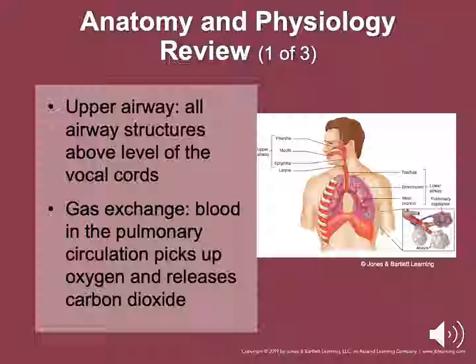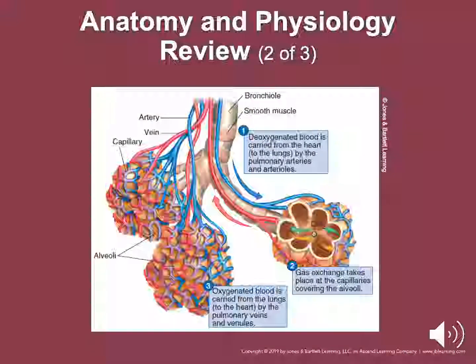Upper airway, all the airway structures above the level of the vocal cord. As you can see there, you got your pharynx, your mouth, the epiglottis, and the larynx. The gas exchange happens within the blood and the pulmonary circulation as it picks up the oxygen and releases the carbon dioxide. Here's a review of the AEMT of airways.